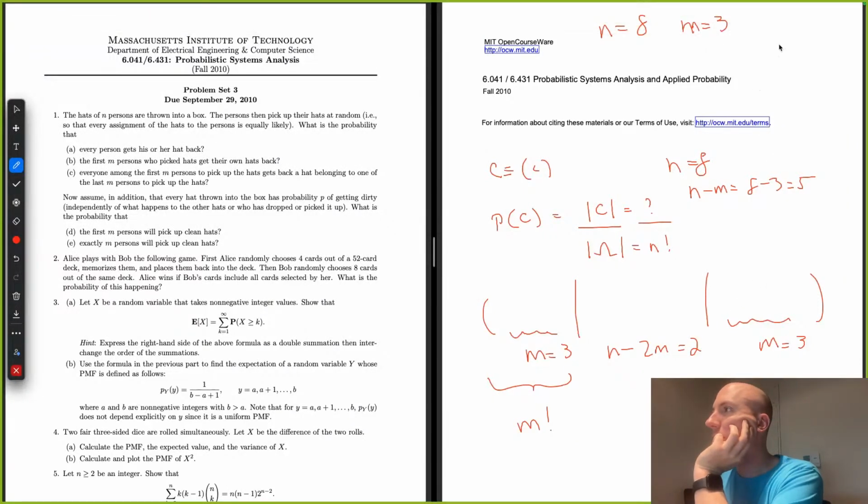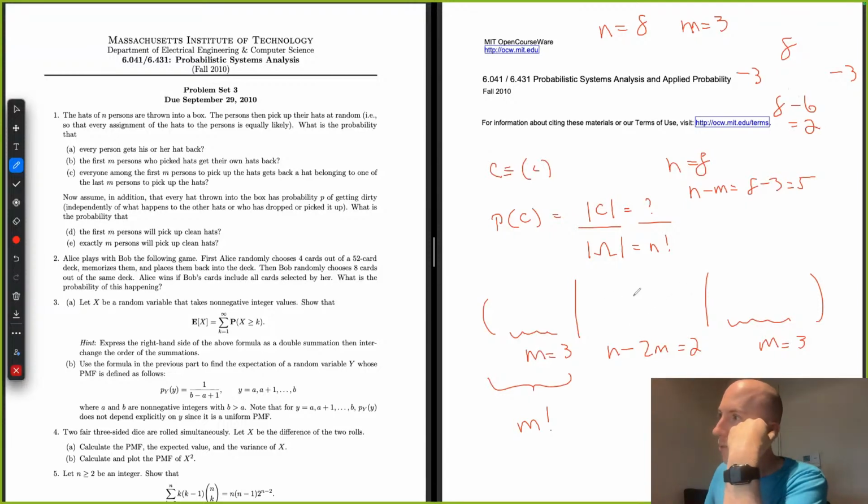But if we started with 8 and subtracted 3 away from the left and subtracted 3 away from the right, it's like 8 minus 6. There's only 2 hats that we can choose from here. So there's 5 hats remaining, but n minus 2m is equal to 2 hats to choose from. So is this 5 choose 2?